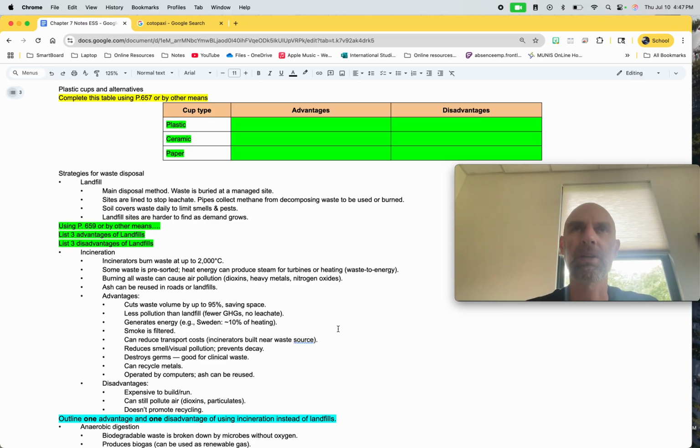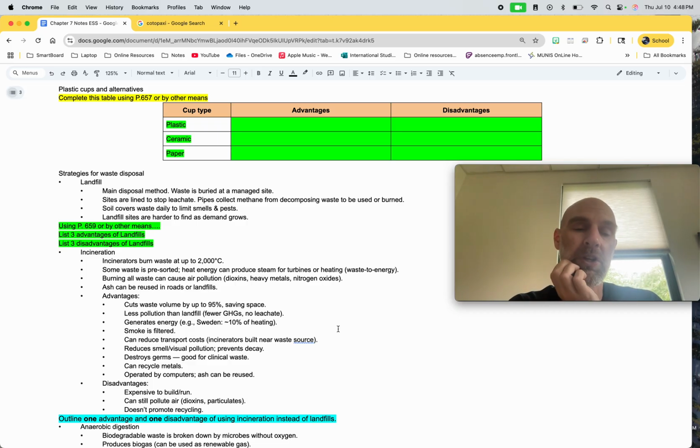Love-hate relationship, because this gets some positive things on it. You decrease the amount of land for landfill. Good thing, you also get energy from it. Bad thing is you're putting all that nastiness off into the atmosphere, which isn't good. Burning waste can cause air pollution: dioxins, heavy metals, nitrogen oxides, and if you have respiratory issues, that isn't good. Ash can be used in roads or landfills.